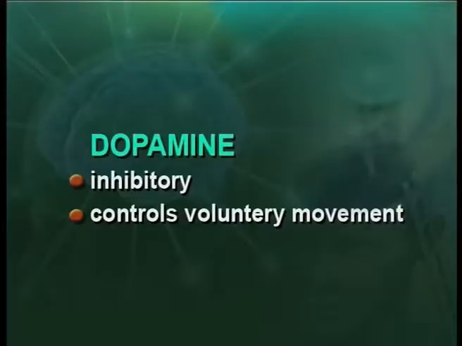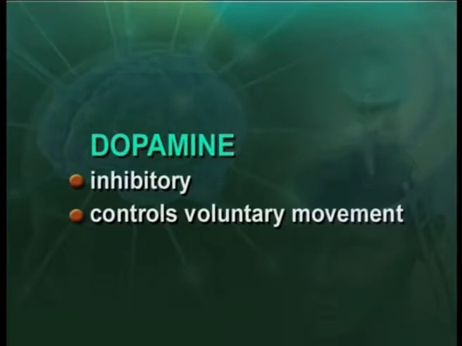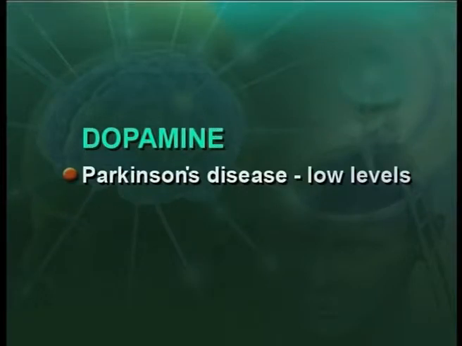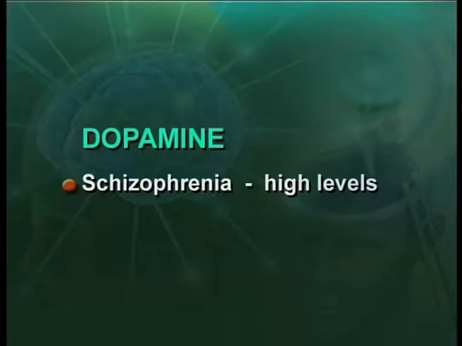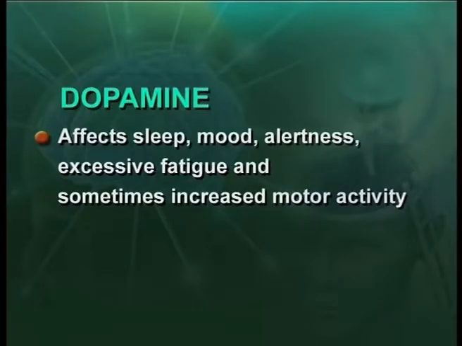The next neurotransmitter is dopamine, which is again an inhibitory neurotransmitter. Some neurotransmitters can be excitatory at different times and inhibitory at different times. This controls voluntary movement, and therefore, low levels of this are implicated in Parkinson's disease, which is characterized by extreme tremors where your hands shake and your limbs shake, and this is because of low levels of dopamine. High levels of dopamine are also indicated in another psychotic disorder, schizophrenia. Dopamine controls, as I said, voluntary movement. It affects sleep, mood, alertness, excessive fatigue, and sometimes increased motor activity.